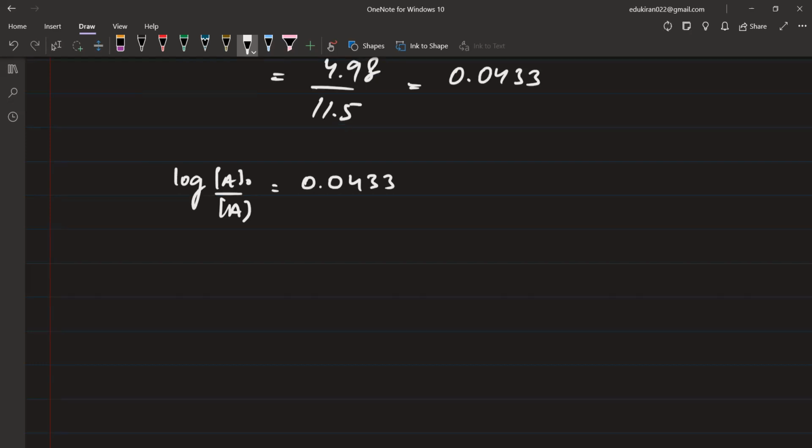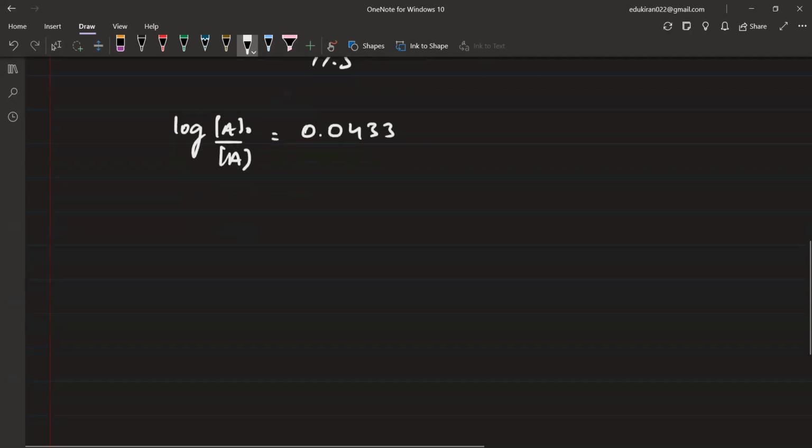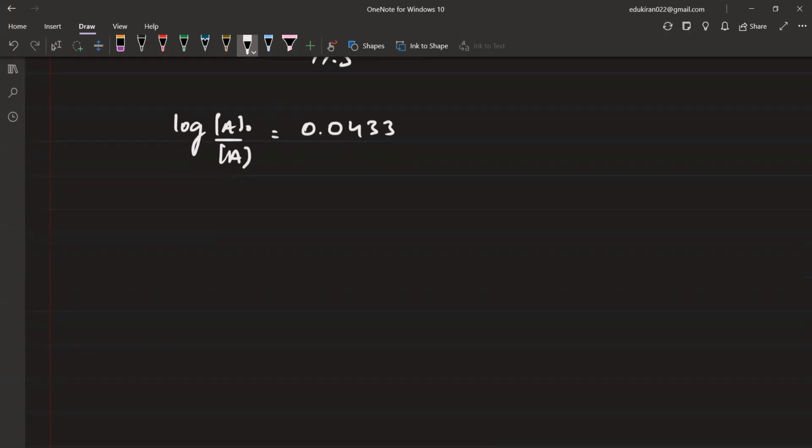Now, as you can see, you have not been given any log values, right? So what we need to calculate is, 10 to the power a naught by a will be equal to what? 10 to the power 0.0433. How to calculate this value? Any idea? Tell me, guys. Yes, Anifa, you don't know?